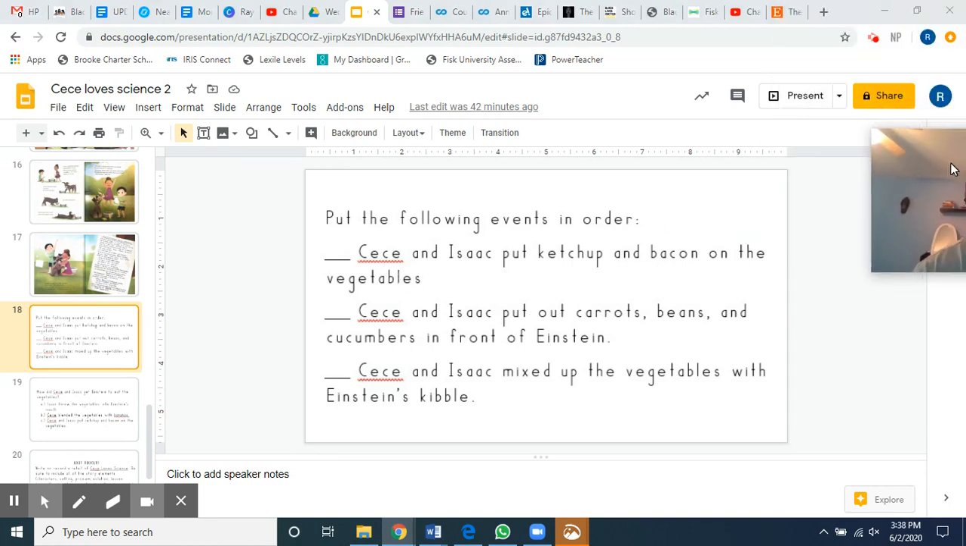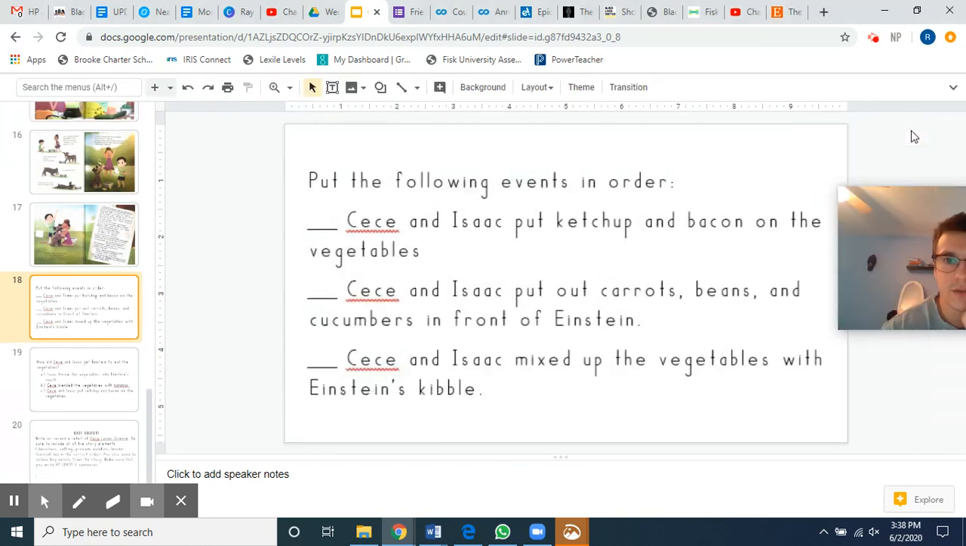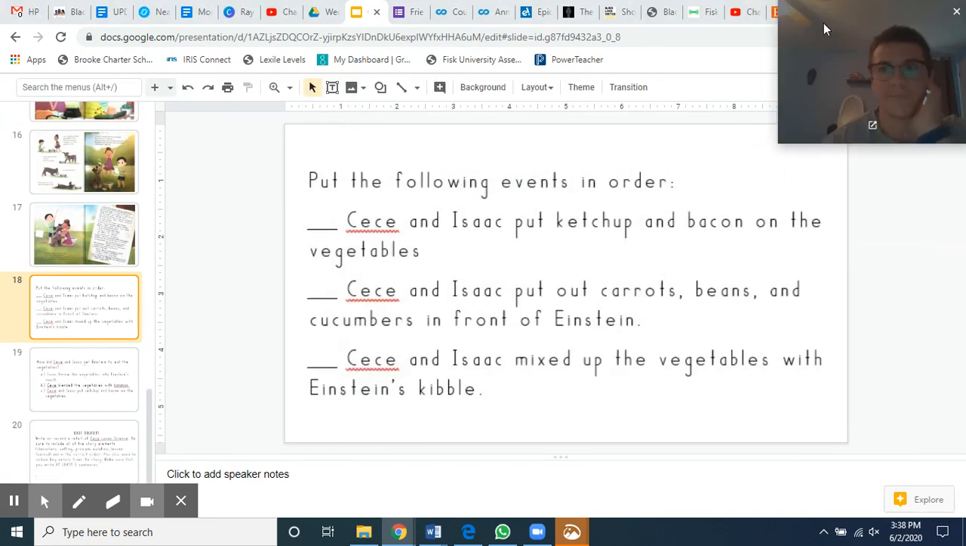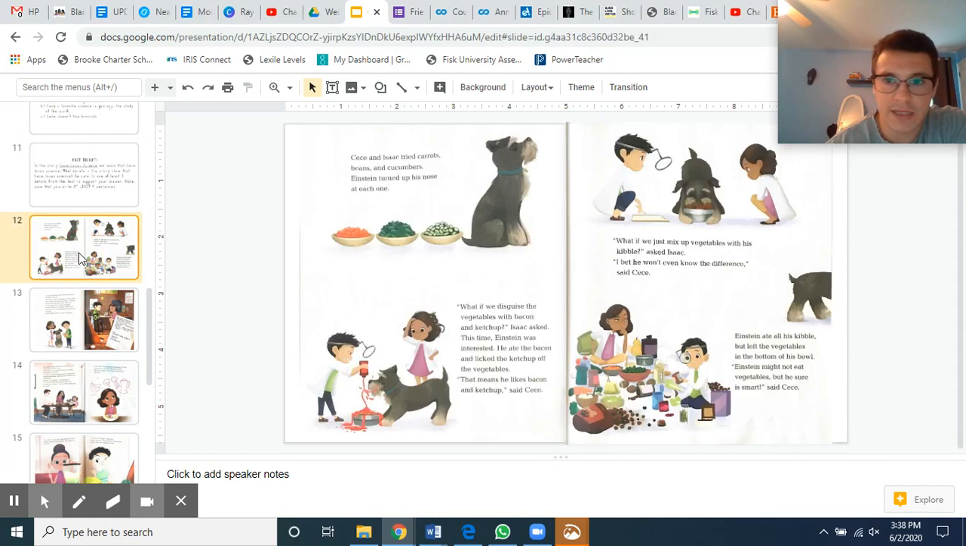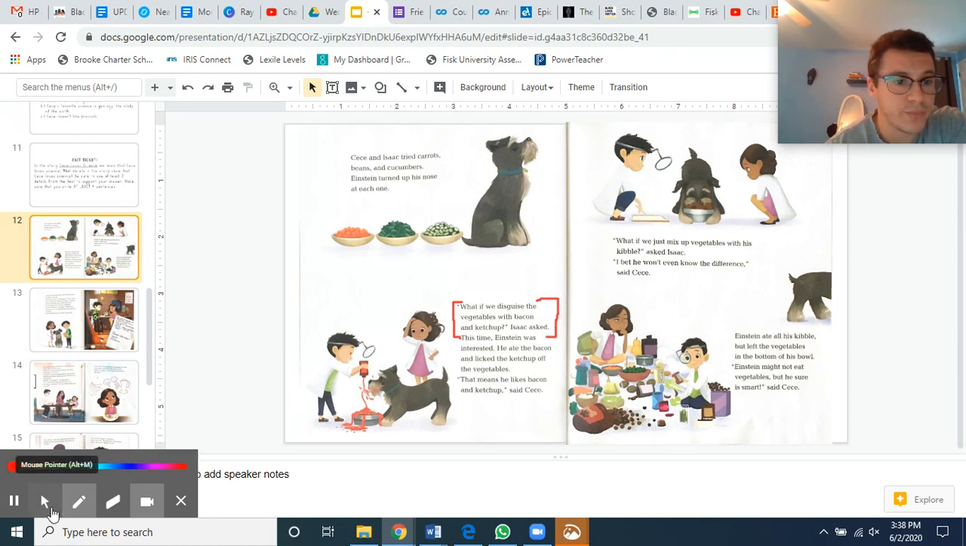Cece, let's make it bigger. Here we go. Up here, boom. All right. Cece and Isaac put ketchup and bacon on the vegetables. So that happens over here because we see the ketchup and there's bacon under there. And it says right here, what if we disguise the vegetables with bacon and ketchup? This is Isaac's suggestion. So here we go. We found that text evidence.